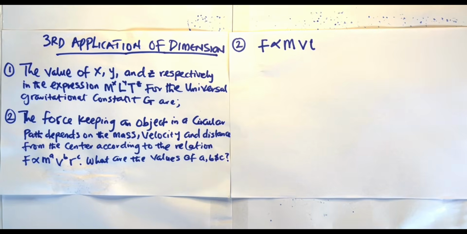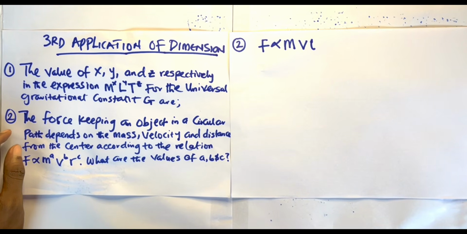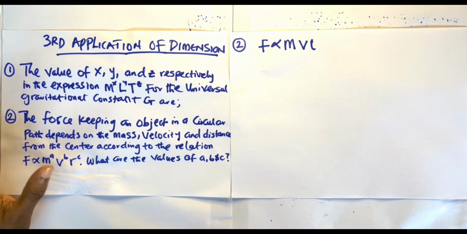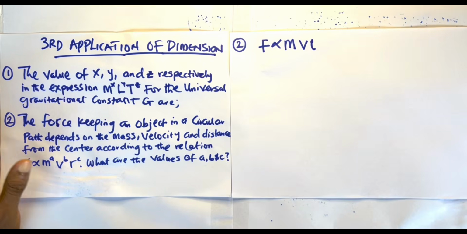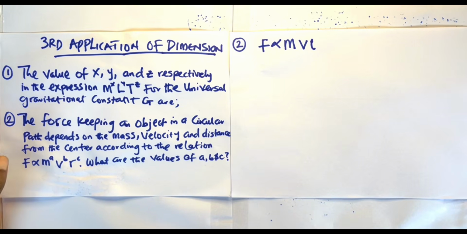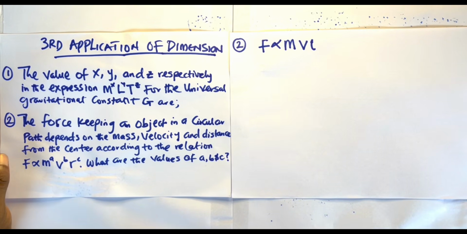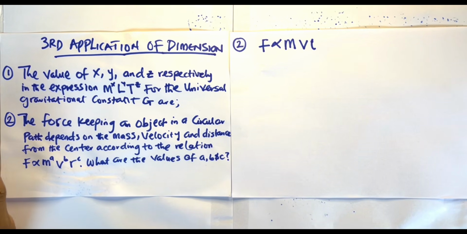Now, after solving question number 1, let's move on to solving question number 2. Now, question number 1 was cheap a little, but question number 2 is kind of tricky, but still simple to solve. Now, anytime you're given the third application of dimension, you need to form an equation which will help you solve this problem. Now, let me read the question.